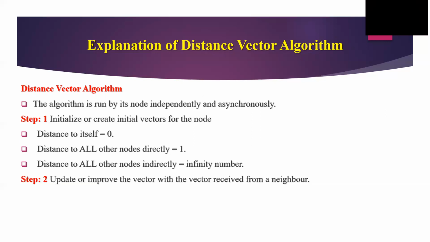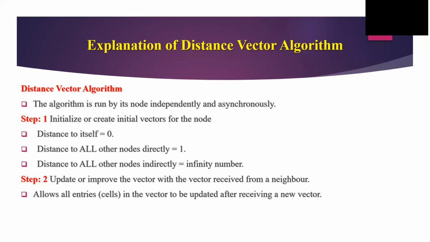Now step 2. So far, we have seen only the table with values of 1, 0, and infinity. Now, the second step is, instead of infinity, we have to update with a new value. So step 2: update or improve the vector with the vector received from a neighbor. So via a neighbor node, you can visit that indirect node. This allows all entries in the vector to be updated after receiving a new vector. Then step 3, end of distance vector.